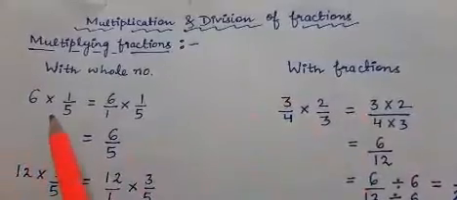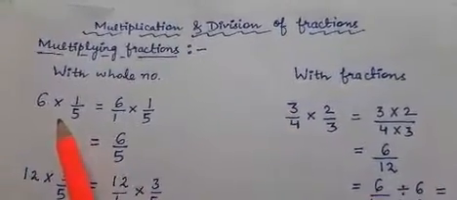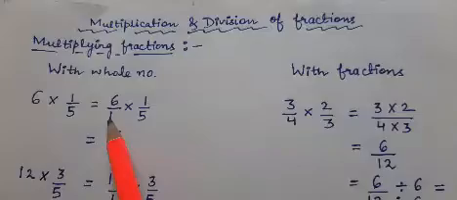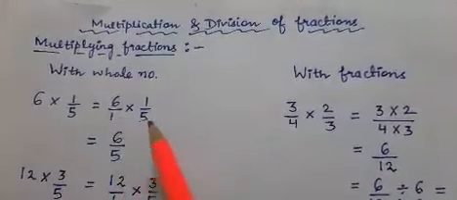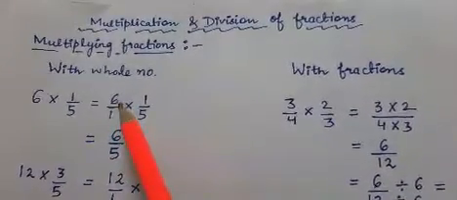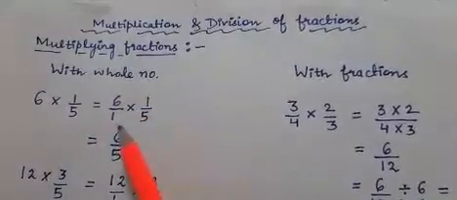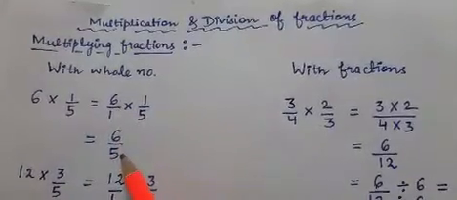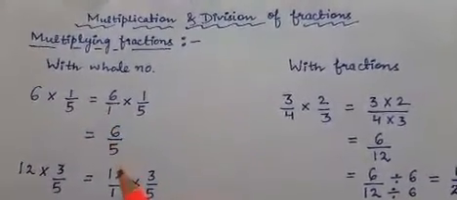Whenever we are multiplying with the whole number, we write 1 as the denominator of the whole number and then multiply it with the fraction. So 6 into 1 is 6 and 1 into 5 is 5. This you have already practiced in your previous class.